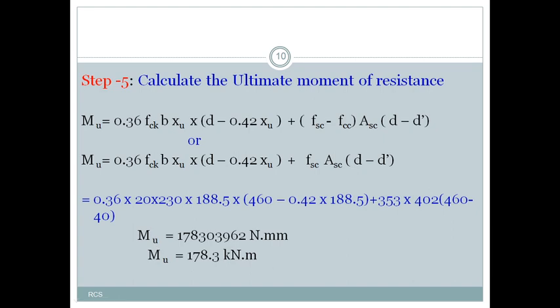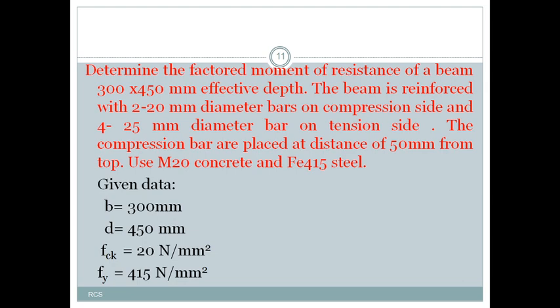So next we will solve one more numerical. Determine the factored moment of resistance of a beam that is 300 by 450 effective depth. Again, the effective depth is given. The beam is reinforced with 2 bars of 20 mm diameter on the compression side and 4 bars of 25 mm diameter on the tension side. The compression bars are placed at a distance of 50 mm from the top. That means it is the effective cover in compression. For this, use M20 grade concrete and Fe415 steel.